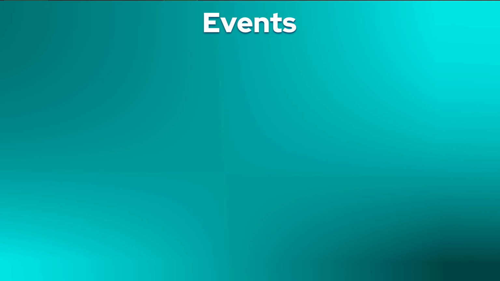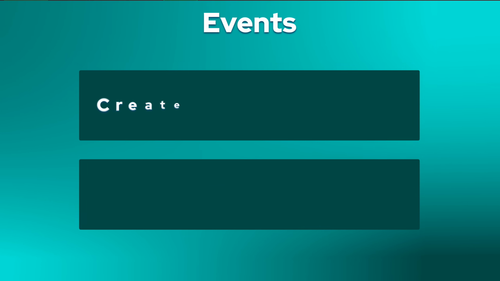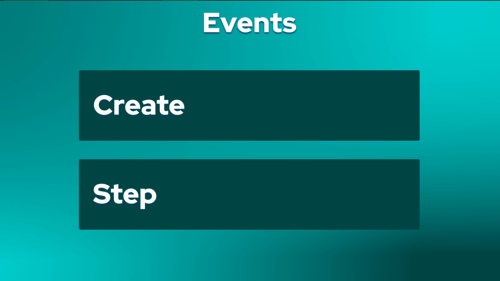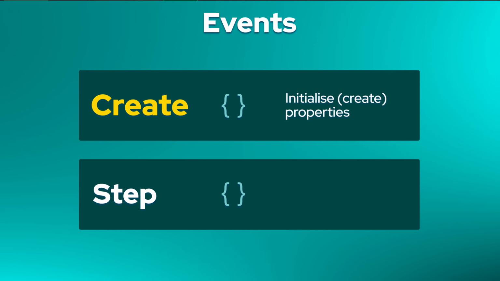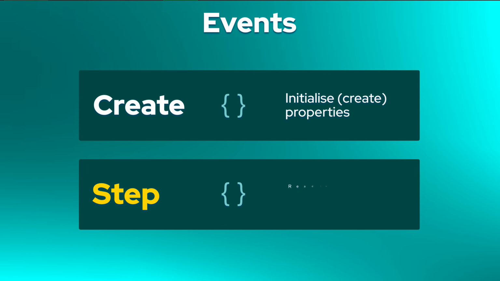So in the player object, we are gonna add two events, create and step. In each event, you can add code, and the code runs when the event runs. So the create event runs only once, and that's where we're gonna initialize any properties that we need to use throughout the game. The step event runs every single frame, so that's where we take the input from the keyboard and move the player.